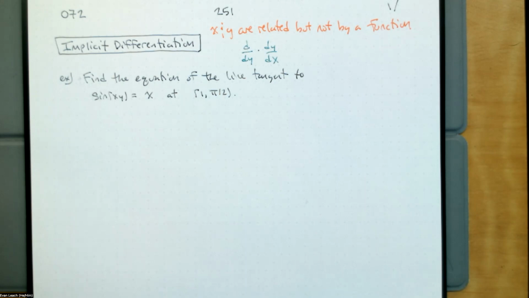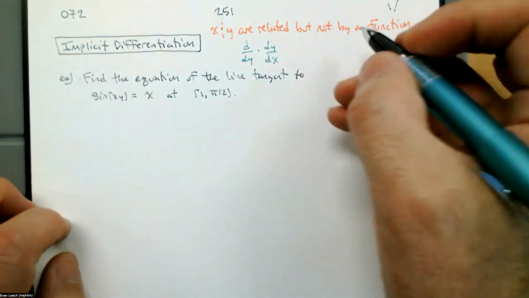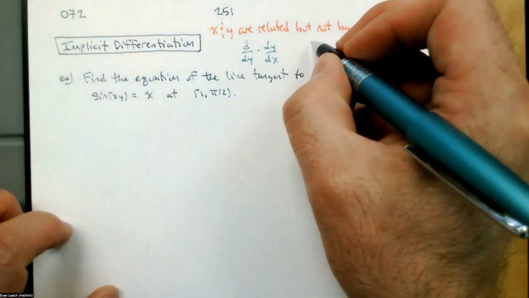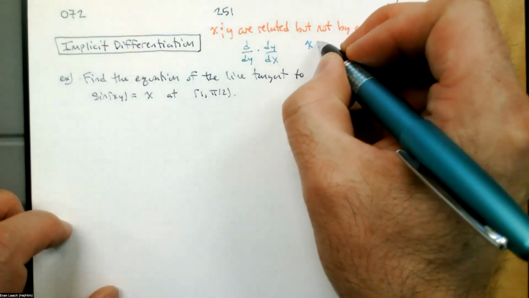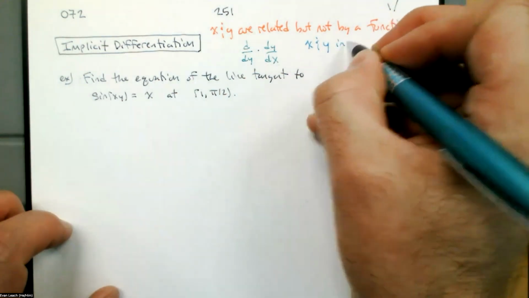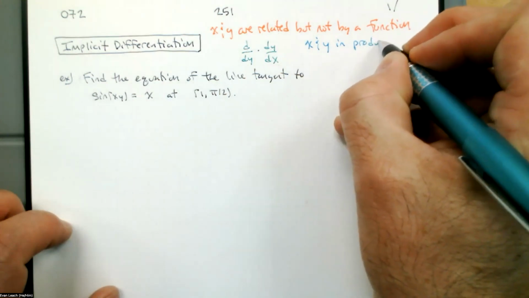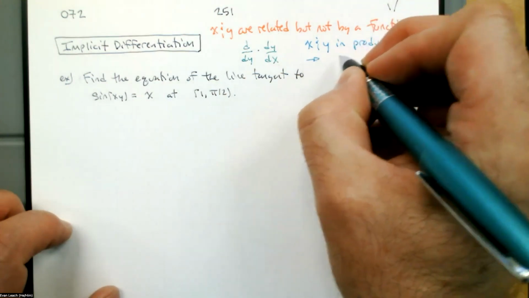So remember, if you see x and y as a product or a quotient, we're going to have to use the product rule or the quotient rule. So this, in addition to the chain rule, if x and y are in a product together, we're going to need the product rule.